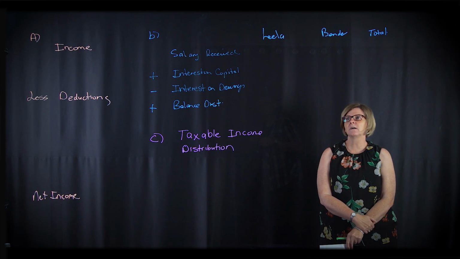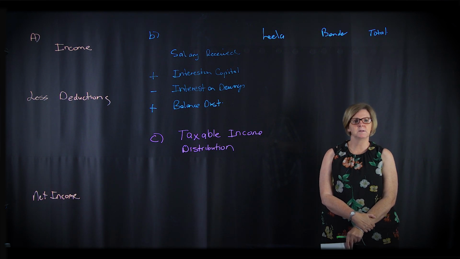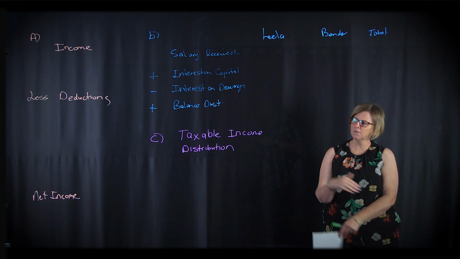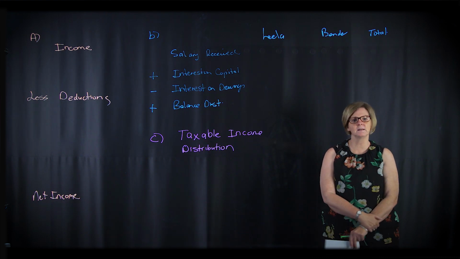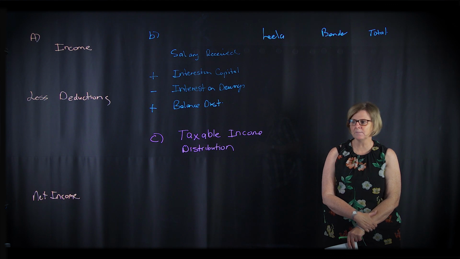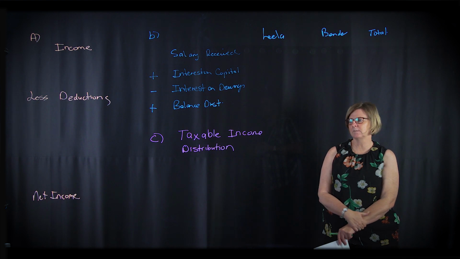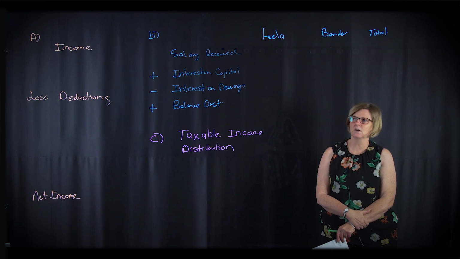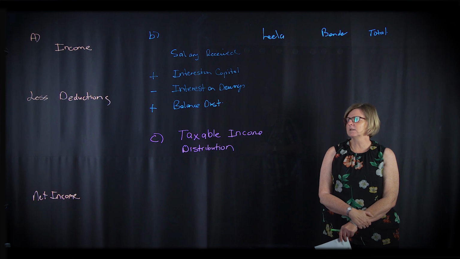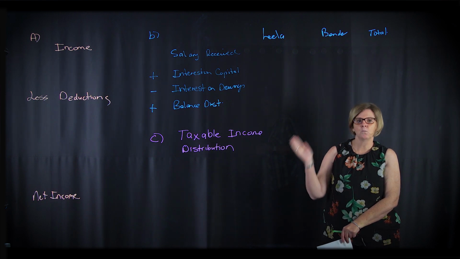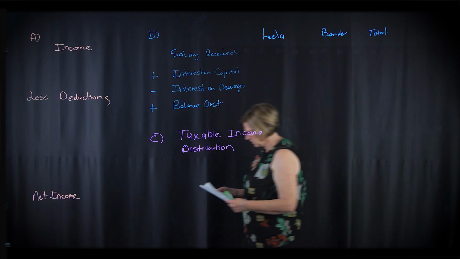Now, once you've worked out the distribution of the partnership net income or loss, that goes further down into working out the partner's individual taxable income. And we do the same: their assessable income, less allowable deductions, tax on taxable income, rebates, Medicare, etc. So as I said, the first step is always to start with what is the net income of the partnership.